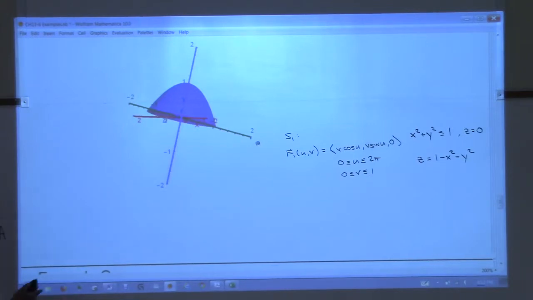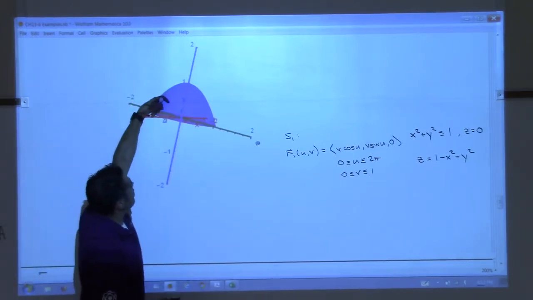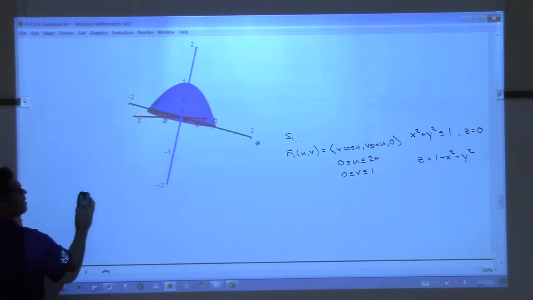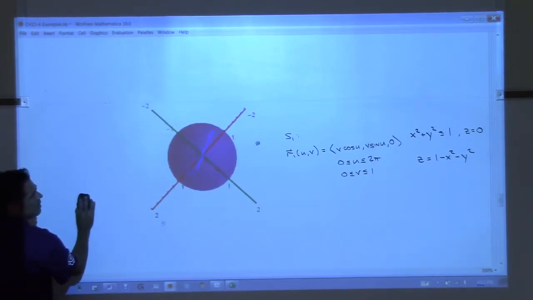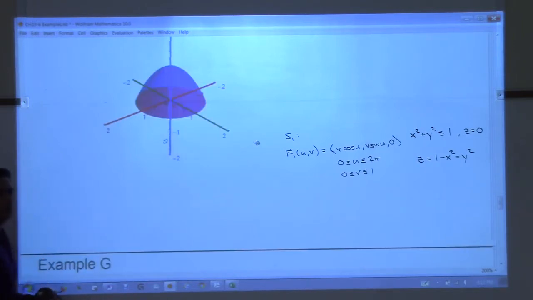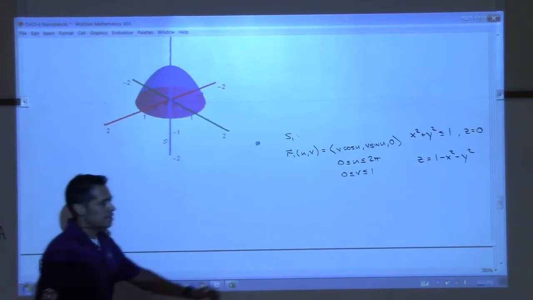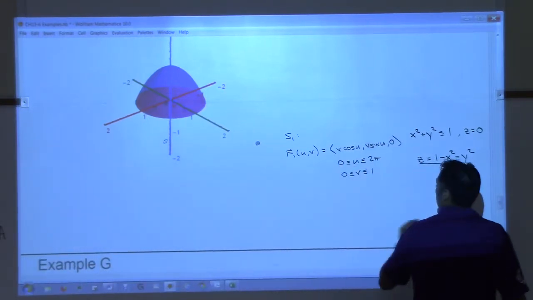And then for S2, which will be this top part, the only difference between S2 and S1, if you look at them from the top, they're identical, right? The only difference is that z coordinate, or z component function, needs to be controlled by that paraboloid looking thing, right? This piece.